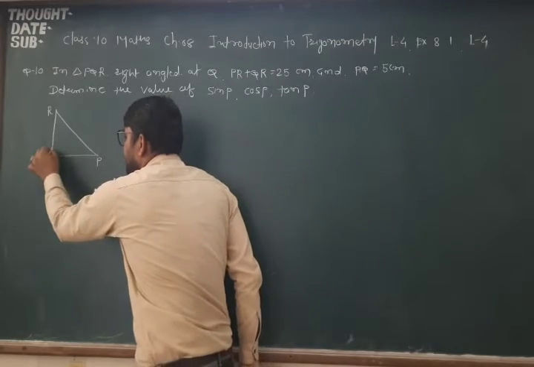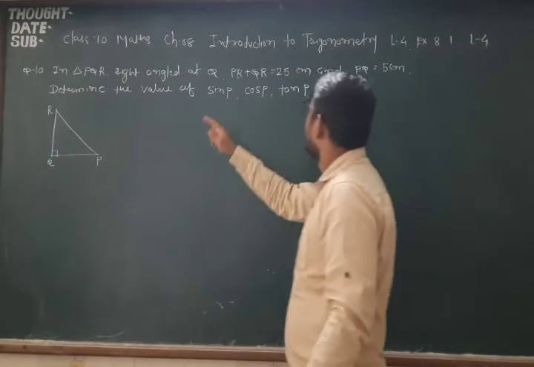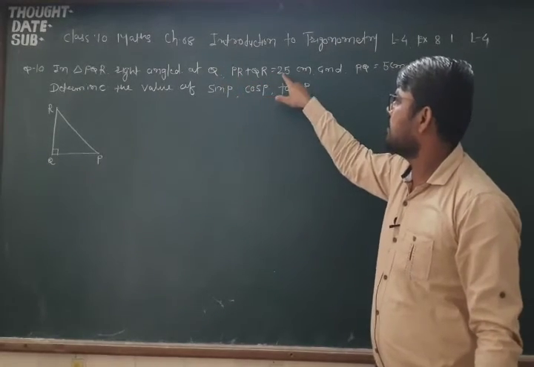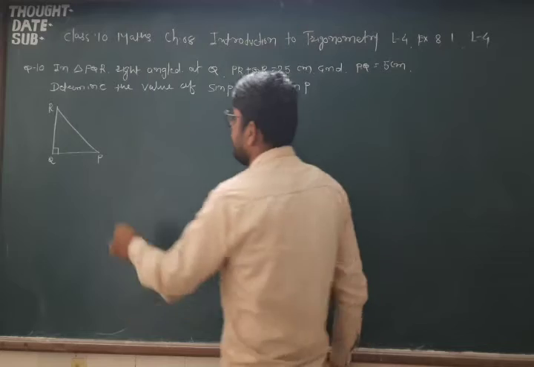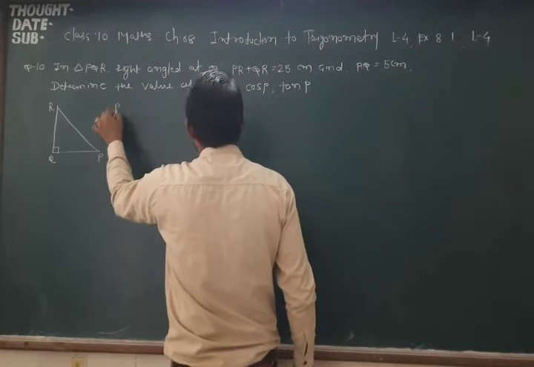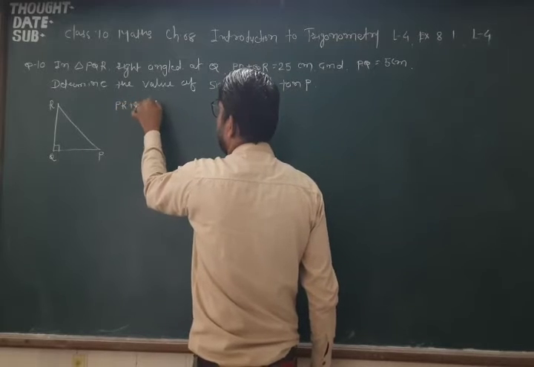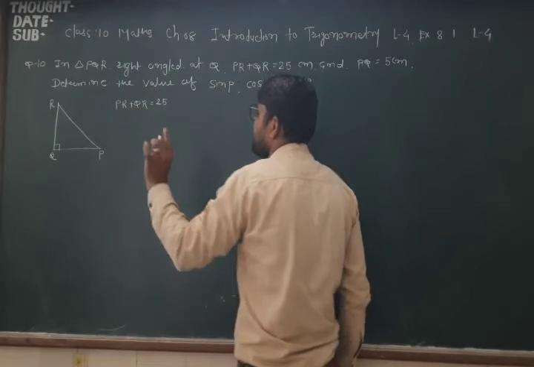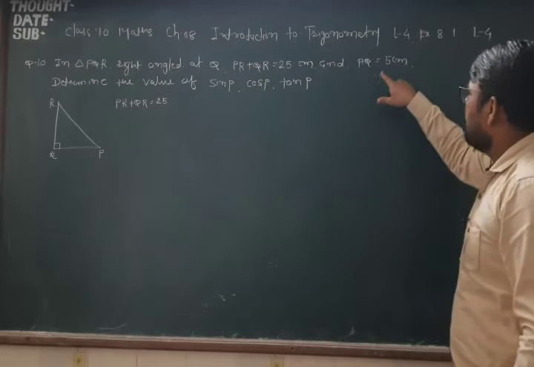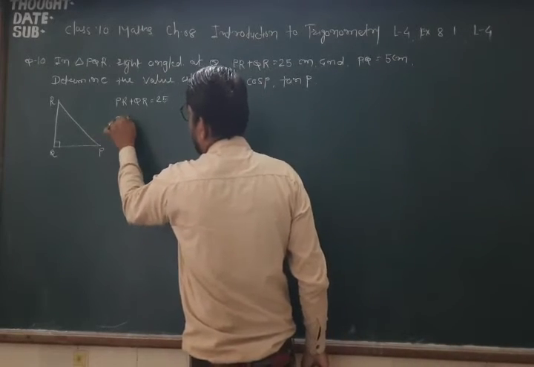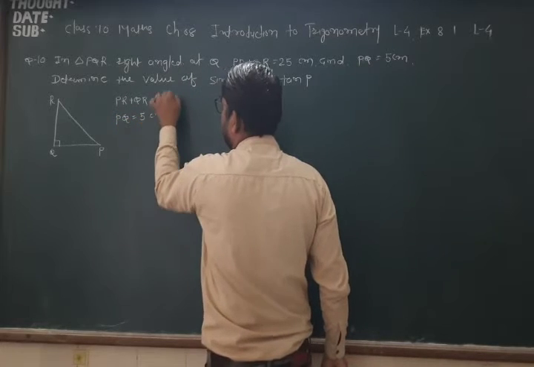PQR where Q is a right angle. Okay. One of the conditions is given, friends: PR plus QR equal to 25. This example is a little bit different compared to others, but don't worry, that's very simple. PR plus QR equal to 25 centimeter is given, and also we have PQ equal to 5 centimeter. PQ equal to 5 centimeter is also given.